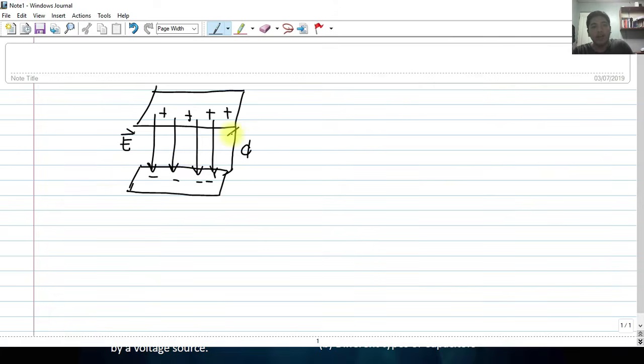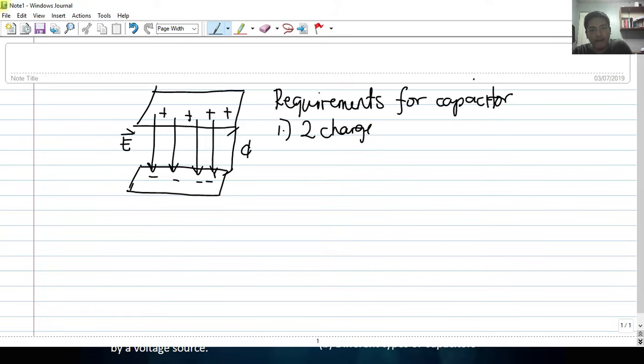So, the parts or requirements for a capacitor. Number one, we have two charged plates separated by a distance d. If these two plates touch each other, such that there is a physical connection between the positive and the negative plate, that is not a capacitor.